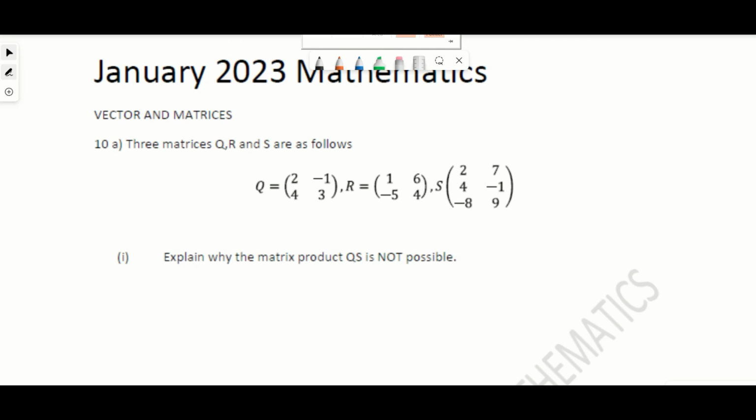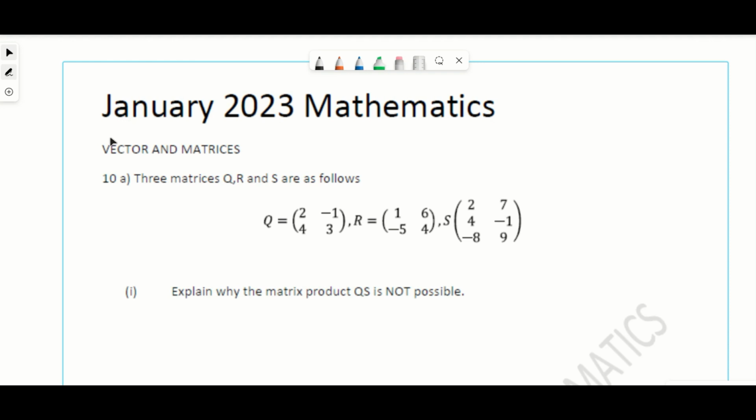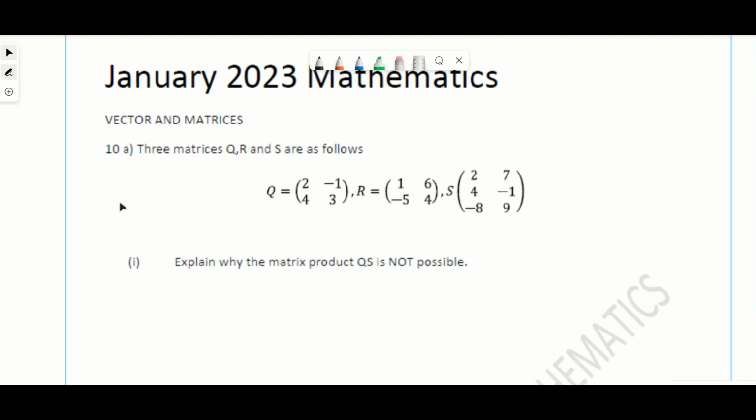Hi, good day. So today we'll be doing January 2023 Mathematics, a Vectors and Matrices question, which is your number 10. Alright, so first let's look at this number 10 part A.